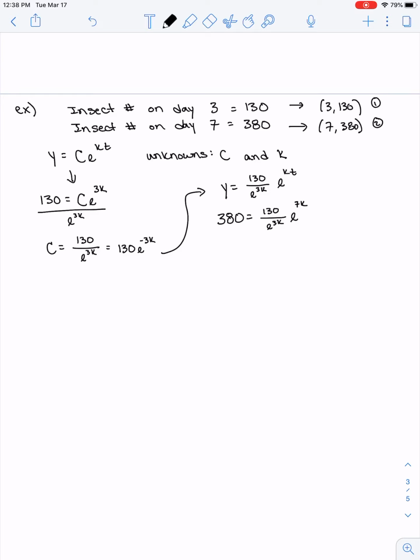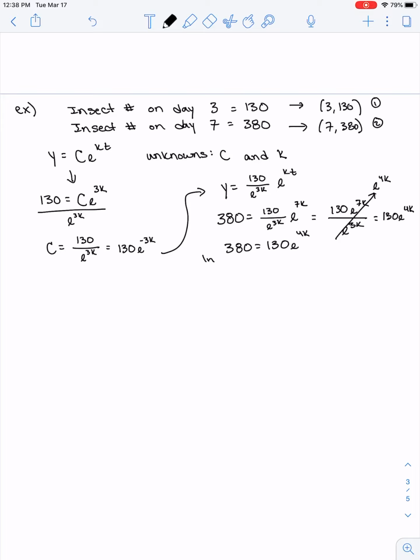Let's go ahead and say, okay, then that's equal to 380. This is equal to 130 e to the 7k over e to the 3k. Well, this will become e to the 4k according to rules of exponents. So I have that this is equal to 130 e to the 4k. So if I have 380 is equal to 130 e to the 4k, I now only have one unknown.